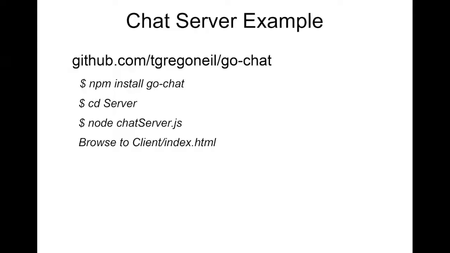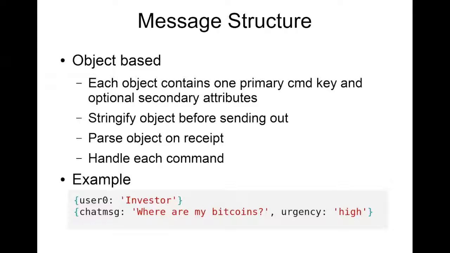So this is another repo that I have, and all the example is there. And this is an NPM package, so you can install it on your local environment if you want to see it. You would cd to the server, and then start the server, and then browse to the client index file. The message structure that underlies it is basically object-oriented, in that there's a primary key defined, and then any other keys would be treated as secondary attributes that may want to modify the context of the message. All the messages are stringified before going out, so only strings go out, and then when they come back, they're parsed. And then basically you just handle each one of the commands.